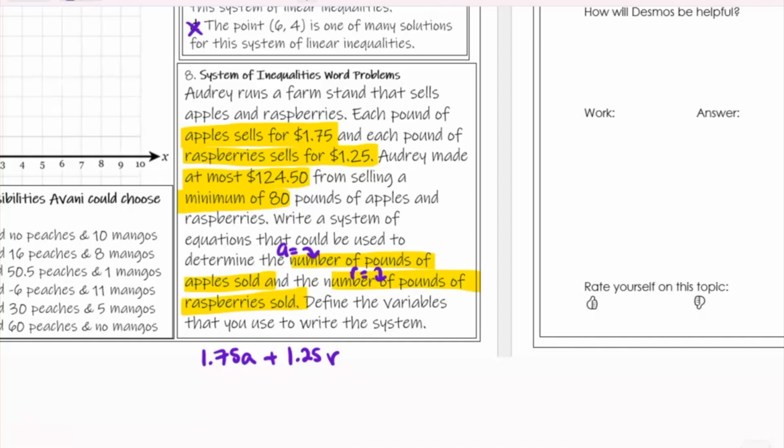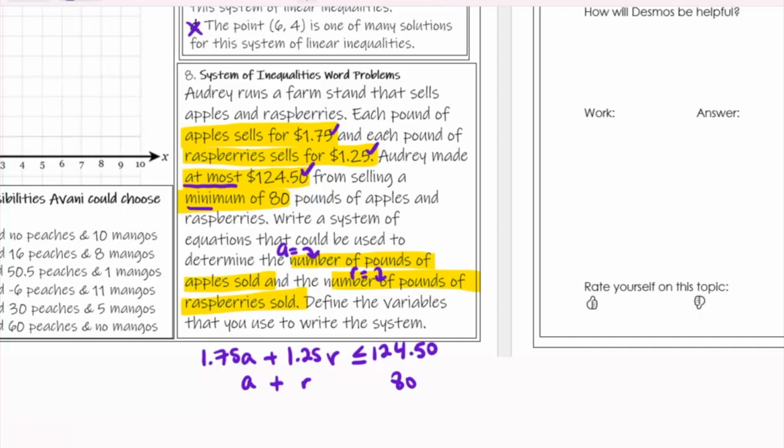So R, and then our keyword is at most, with the money. At most means the most I can have is this. I can't have anything more, so that means I have to have less than or equal to $124.50. So that's my first inequality. I've used all three of these numbers. How do I use the fourth one? I'd go apples plus raspberries, compared to that last number.